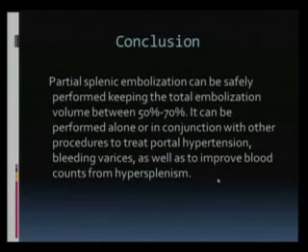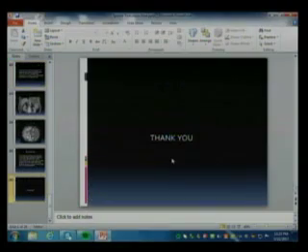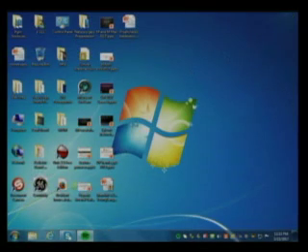So in conclusion, partial splenic embolization can be safely performed, keeping the total embolization volume between 50 to 70%. I feel it's going more and more towards 40 to 50%. It can be performed alone or in conjunction with other procedures to treat portal hypertension, bleeding varices, as well as to improve blood counts from hypersplenism. So I'm going to show you the cases now so that what you saw can reinforce all these things.